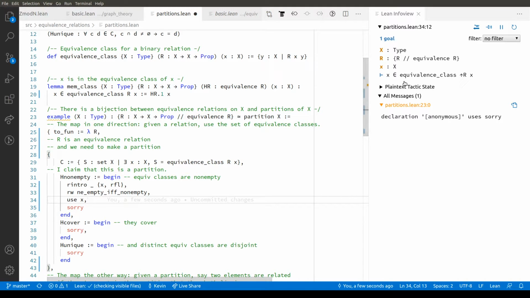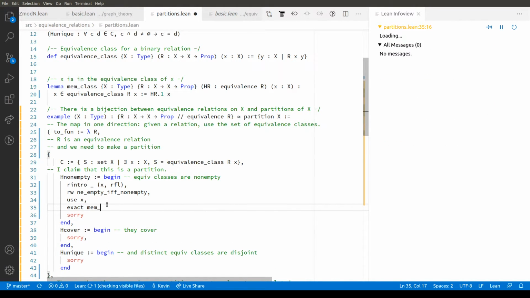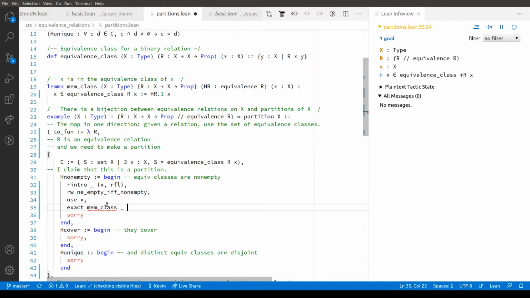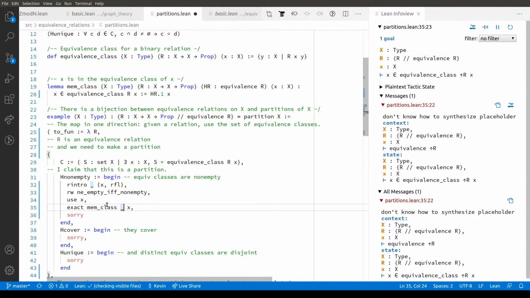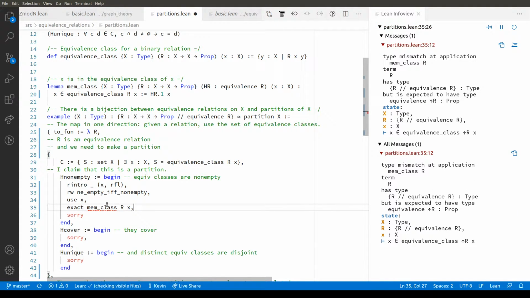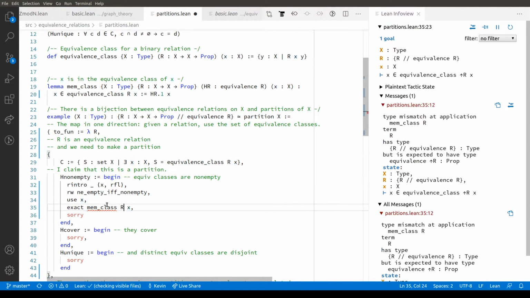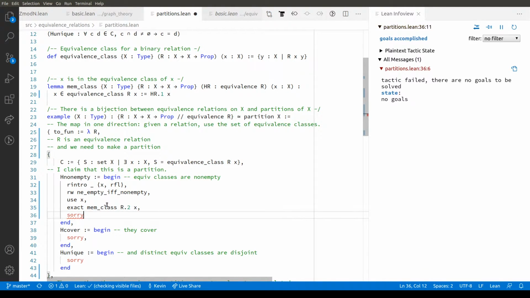So we've proved this already. Why is X in the equivalence class of X? We've proved it. It's mem class, exact mem class X or something. Exact mem class something X. Rx. What about that? It doesn't like it. What have I done wrong? R.2. How about that? There we go.